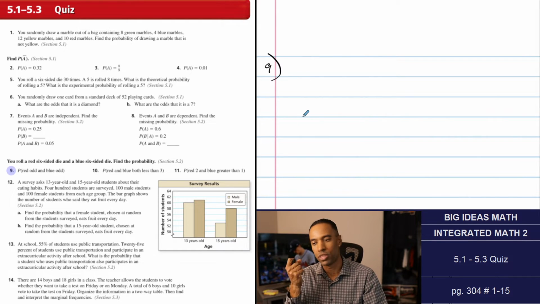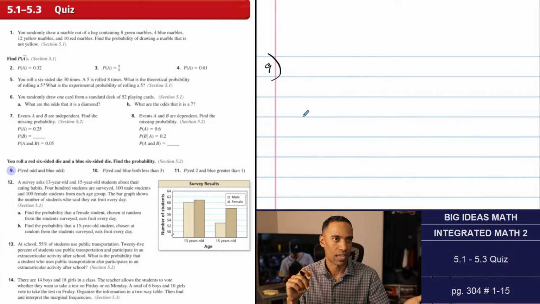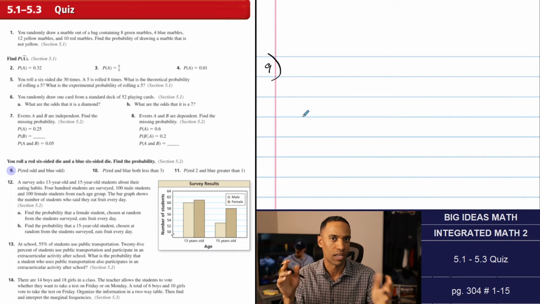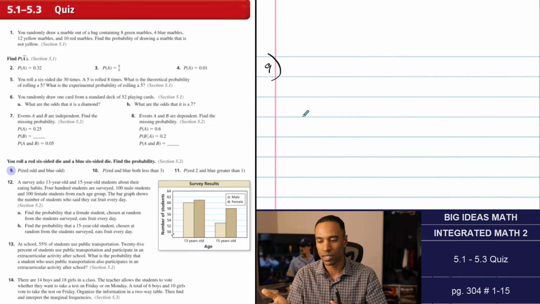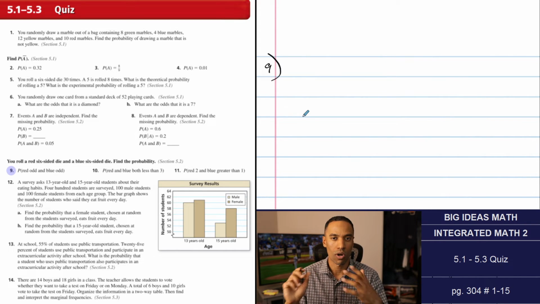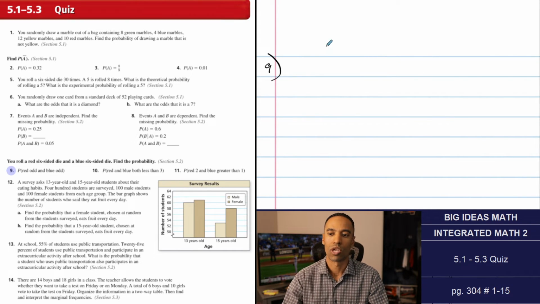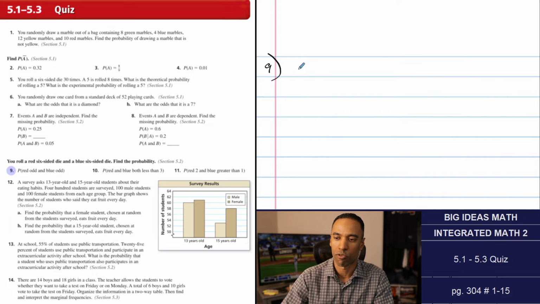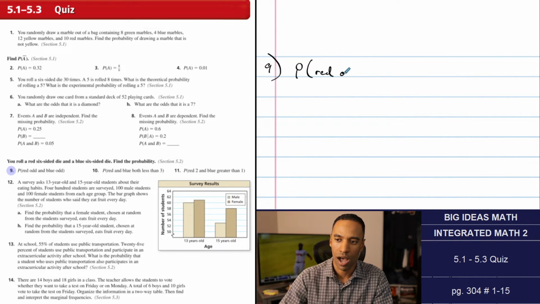If I roll this die and roll this die here, first of all, rolling dice are generally an independent case, but rolling one die and landing on some outcome should not affect the other. So these are all independent probabilities. So we're going to treat them like the independent formula you had. So probability of red odd and blue odd.